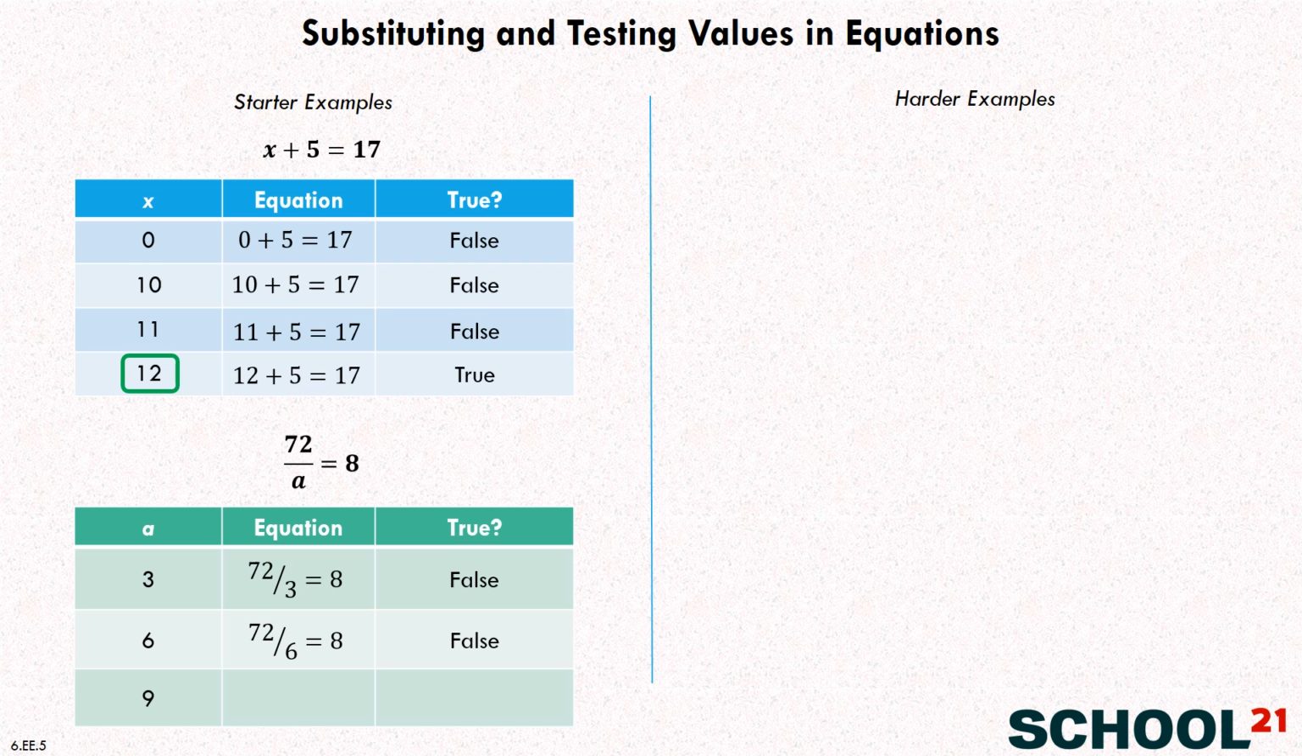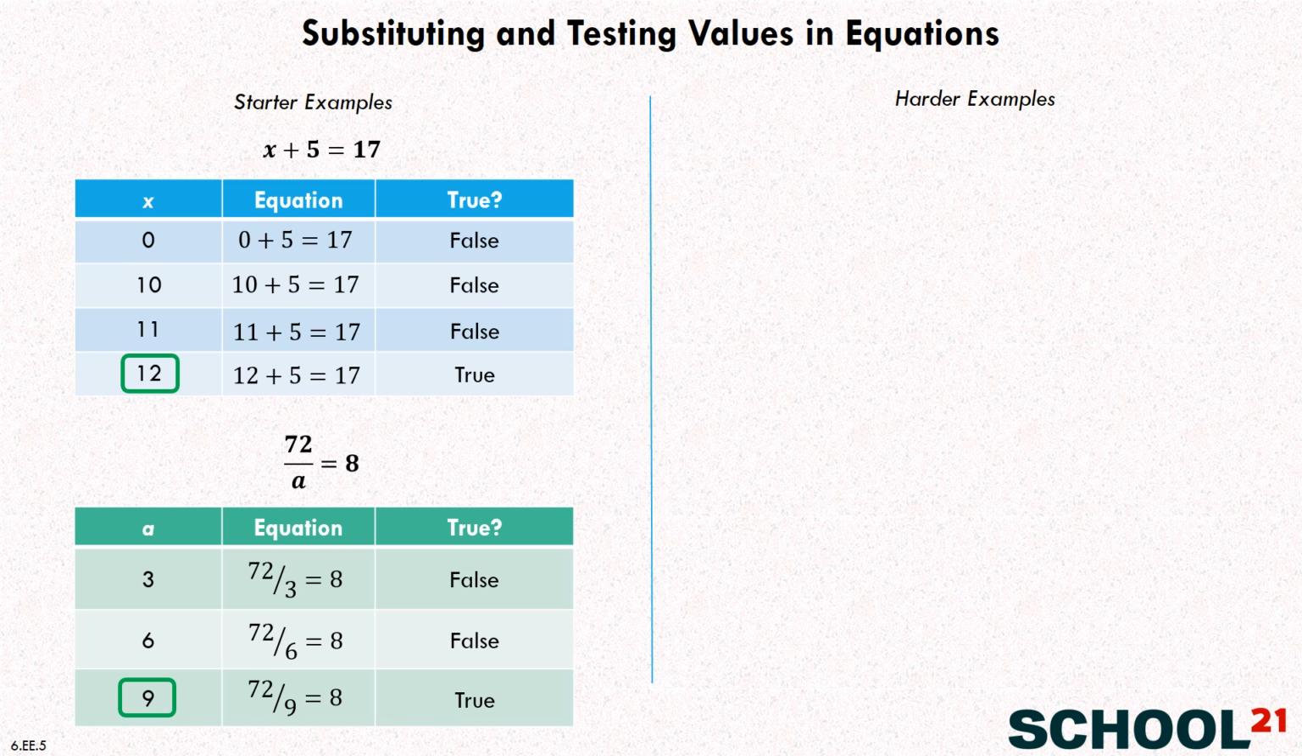How about the next row? What should we write? 72 divided by 9 equals 8. Okay, and what is 72 divided by 9? 8. So that's actually true, right? Right. And we've found our solution, so we can go ahead and circle the 9 there as the answer. That's the one number that will make the equation 72 divided by a equals 8. 9 is the only solution that will work, right?